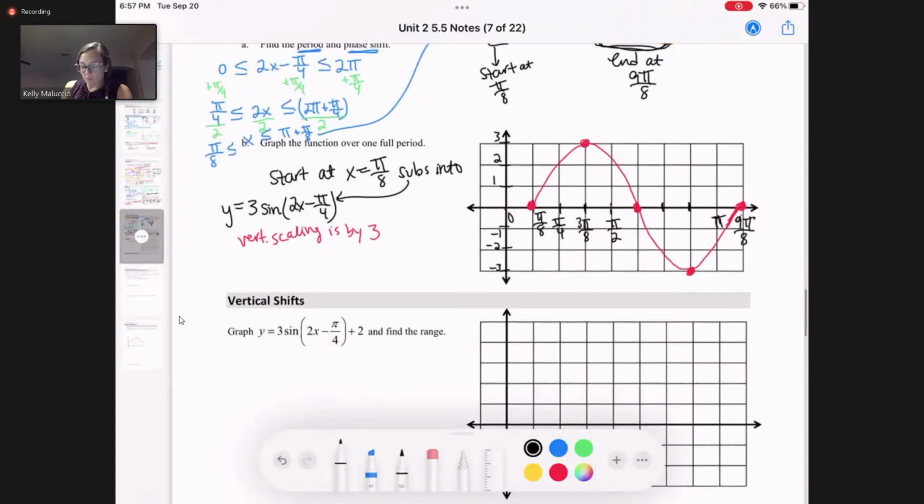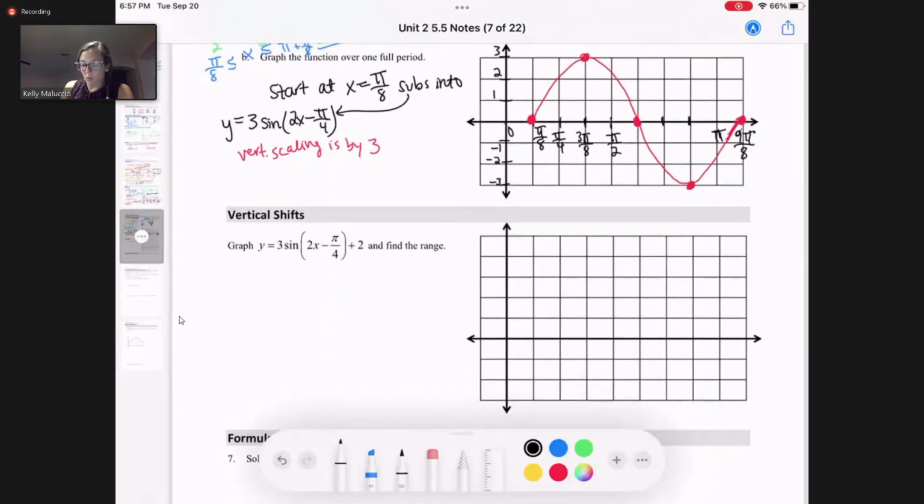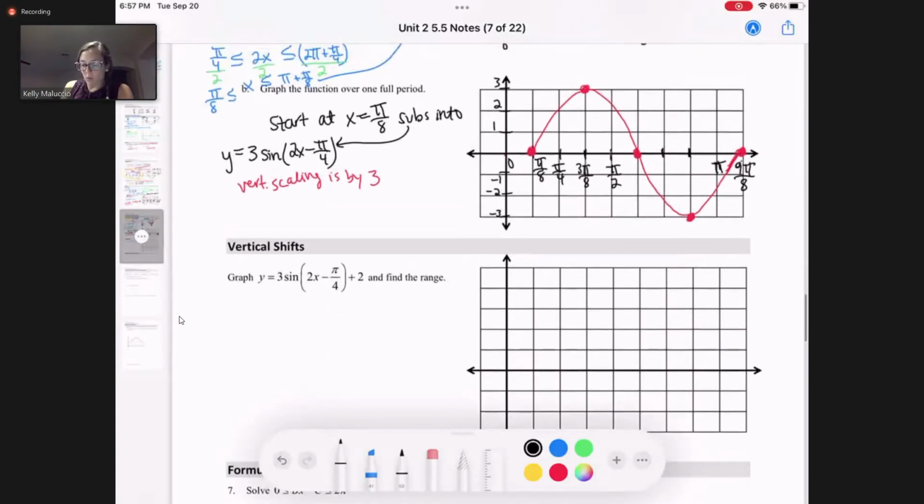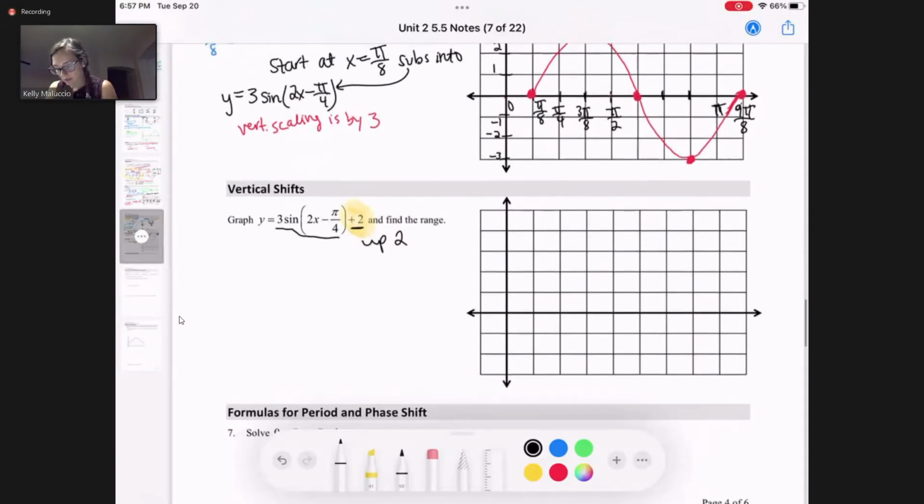And so now, we're going to do a version. You have 3 sine of the same thing, but then plus 2. It's going to literally be the exact same thing, but this here shifts everything up 2, right? And we'll just do the exact same thing that we did before and shift everything up 2. So let me label that.